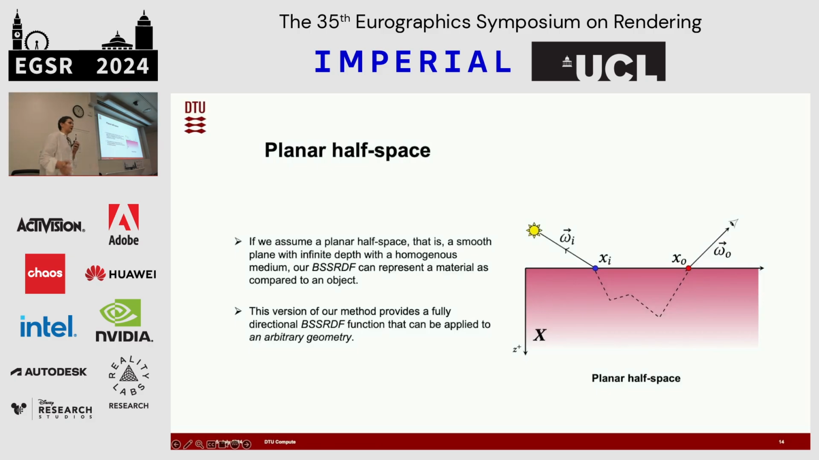This method is bound to geometry, so we train on the material but also on the particular geometry. His method can also work on a planar half-space assumption, just like before. If we train it on this, then we can represent the material in general and apply it on different geometries. We will compare to this a bit later, and we will see that training on geometry will still be a bit better.